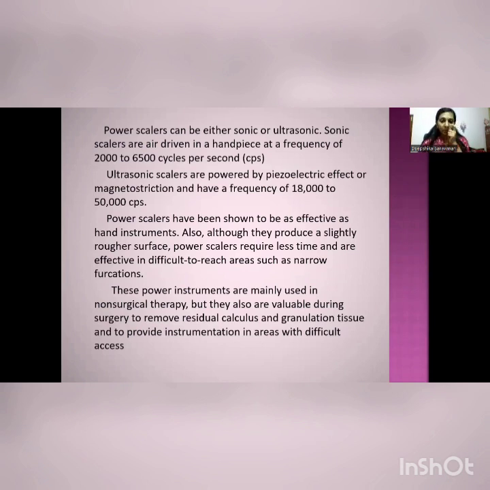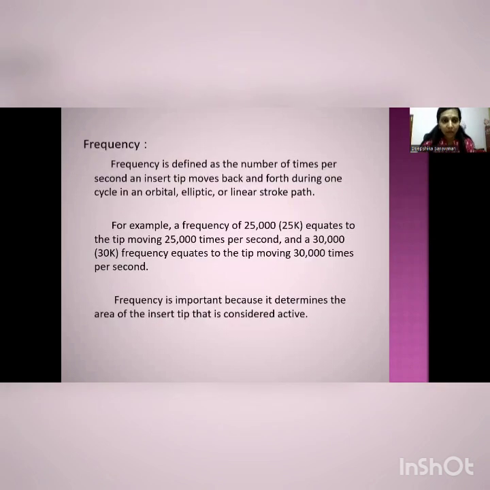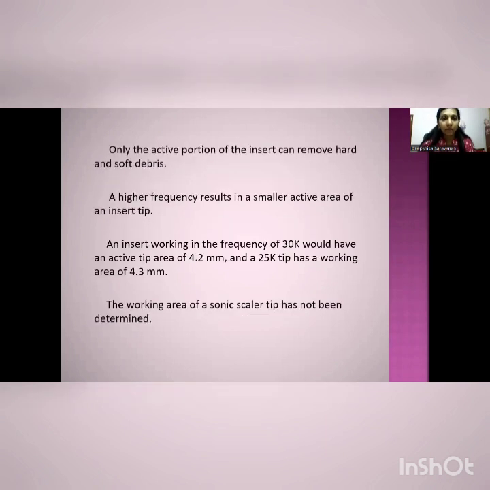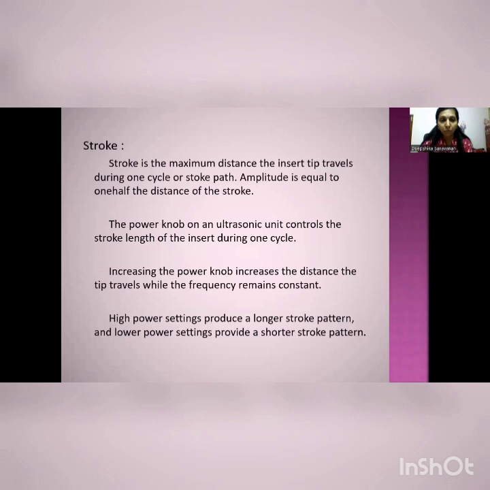The power instruments are used in non-surgical therapy, but they are a valuable aid to remove the residual granulation tissue where it is difficult. So usually frequency 25,000 equates to the tip vibrating 25,000 times per second. Whereas active, it's the active area to remove hard and soft deposits, smaller active areas, insert the tip would be inactive. So we should never put too much pressure.